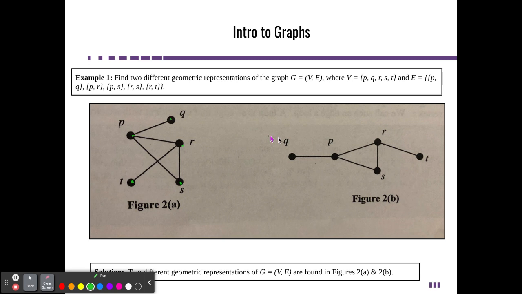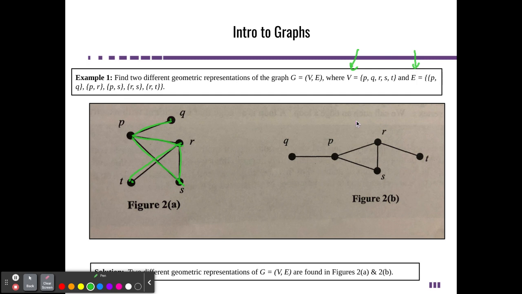We have to make paths, or edges, between P and Q. So we have an edge between P and Q. We have an edge between P and R. We have a path between P and S, a path between R and S, and R and T. That's all there is to interpreting this: we have a finite set of vertices that have these particular paths or edges connecting those vertices.